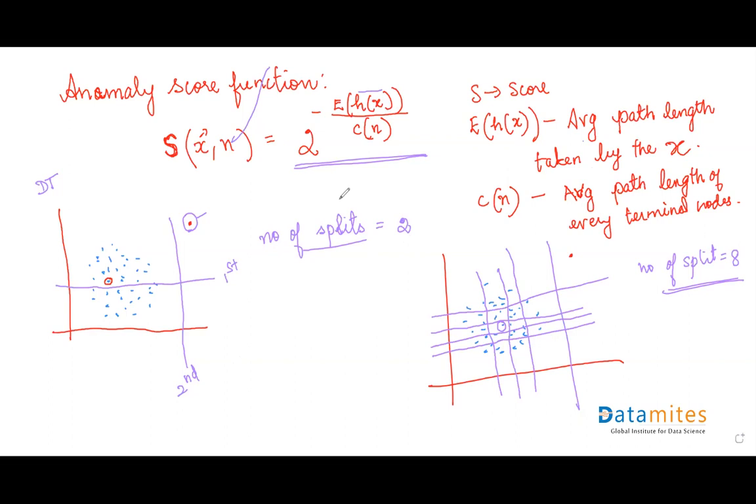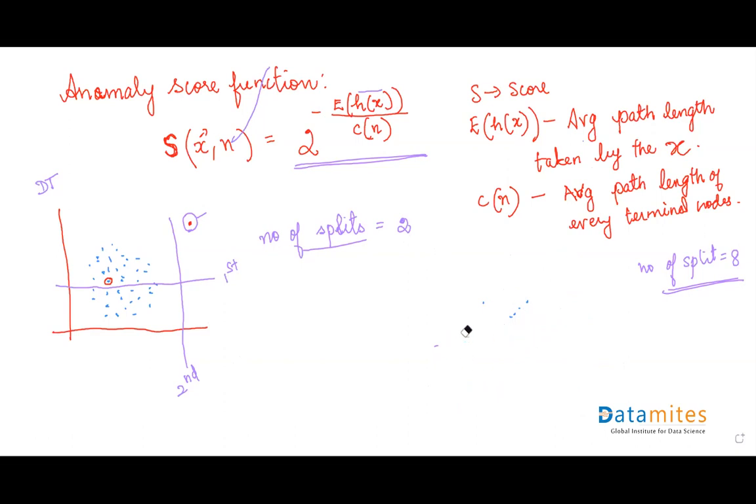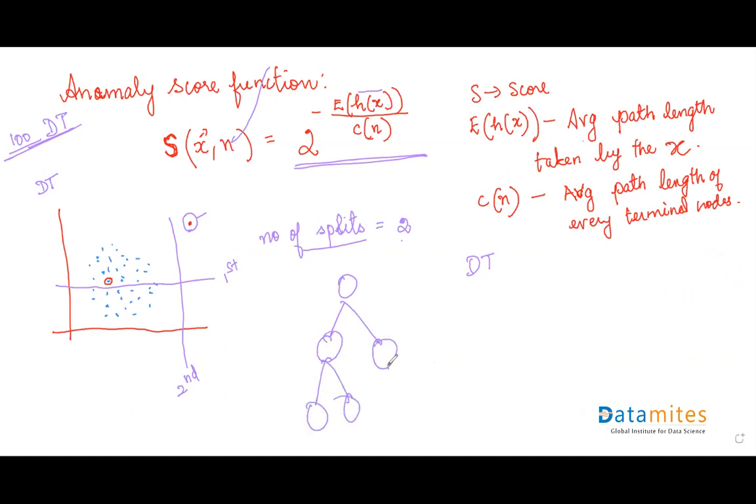As I told, it is going to use multiple decision trees, right? I was telling about only one decision tree here. And what about the other decision trees? Let us say we have 100 base estimators, 100 decision trees, and we are going to combine them. For one decision tree, we have the number of splits as 2 for this particular data point. So what about the other decision trees? You will have 100 decision trees, right?